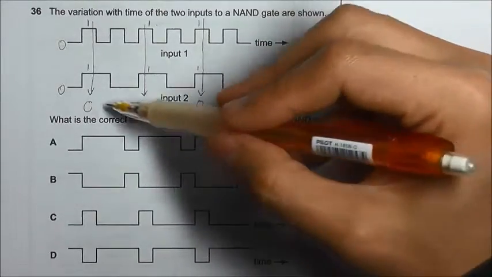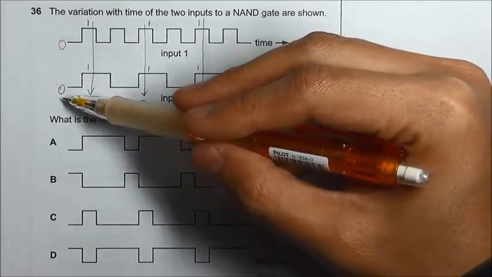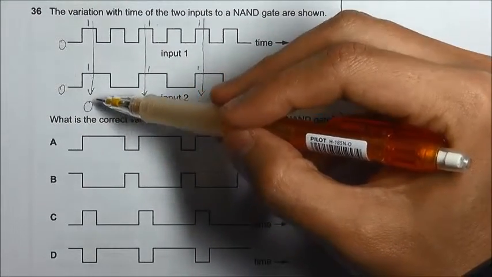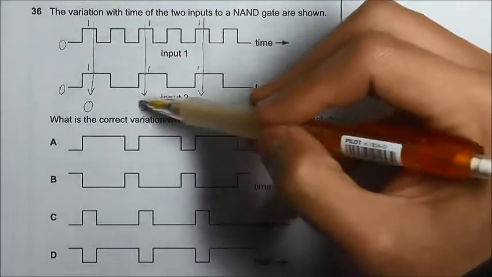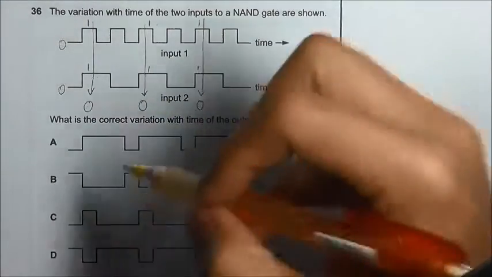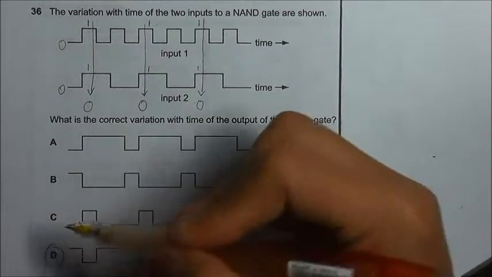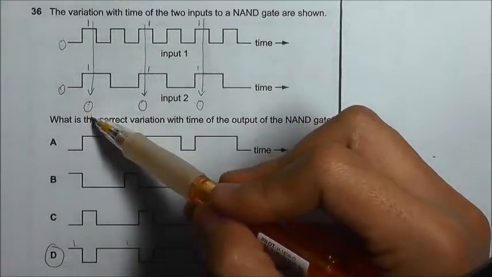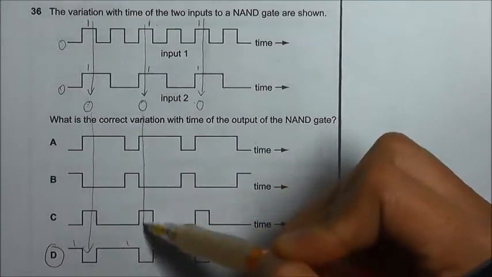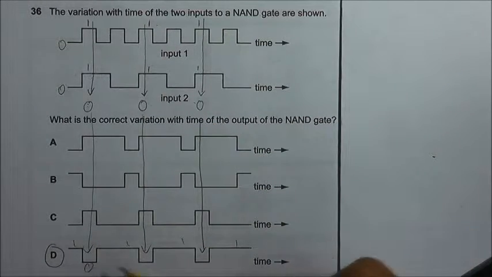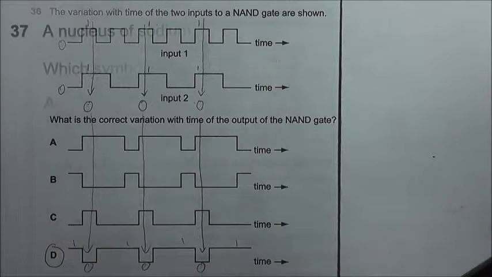So that means the NAND gate output should be 1 throughout, except for these 3 points where you register a 0. So you look at the options, right, we see that D is the correct answer. It is 1 throughout, and at these 3 positions, it records 0, 0, and 0.